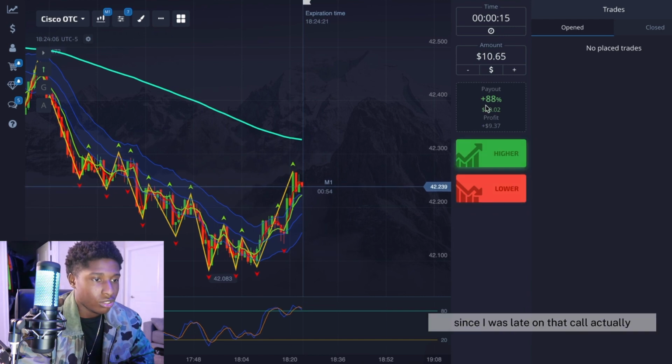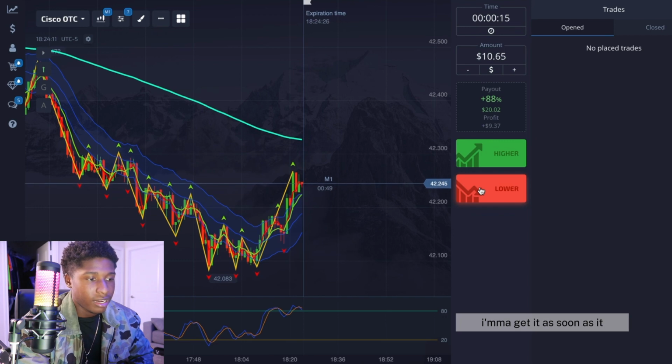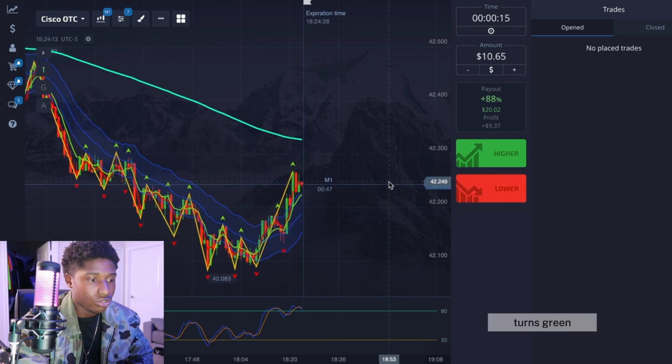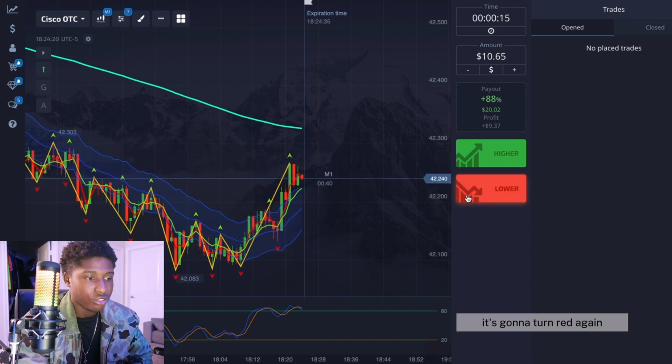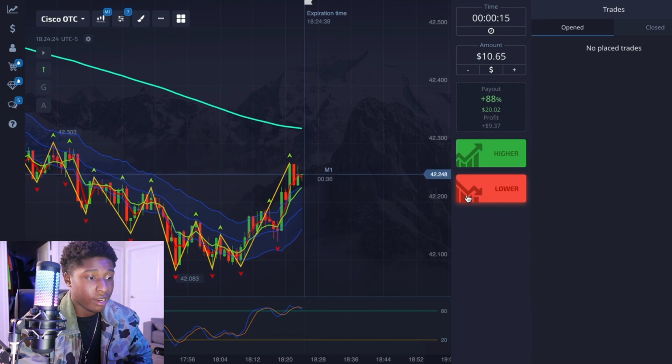So what I would do, since I was late on that call, actually we're going back up. I'm going to get it as soon as it turns green, guys. I'm going to get this candle as soon as it turns green, because once it turns green, it's going to turn red again. And if it doesn't, so boom, right here.